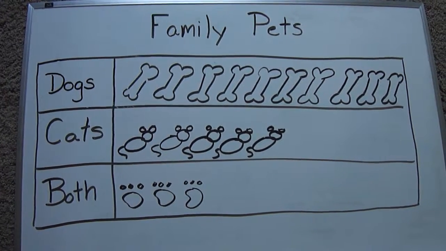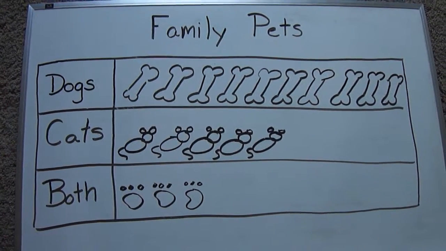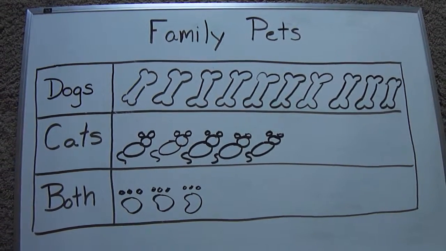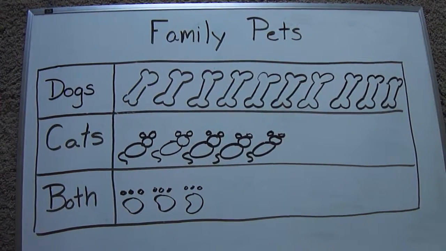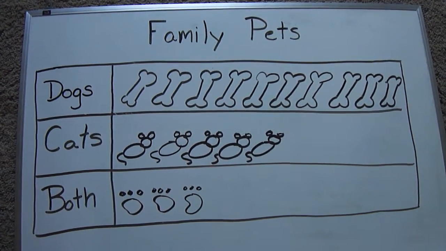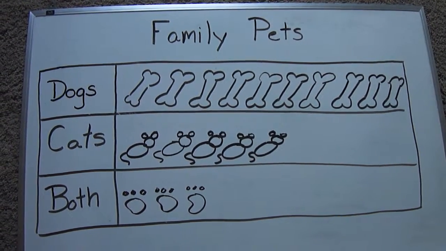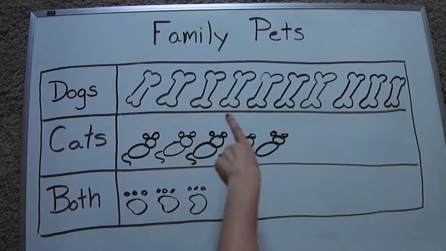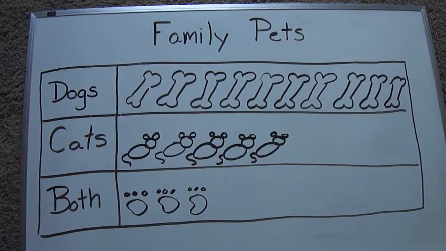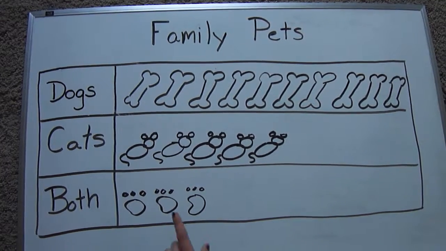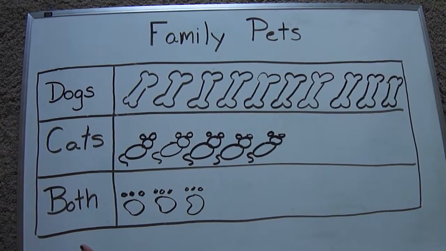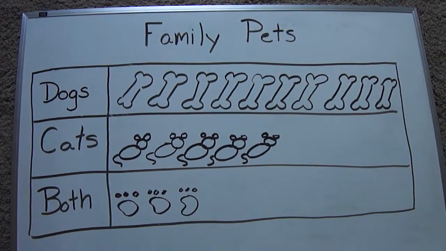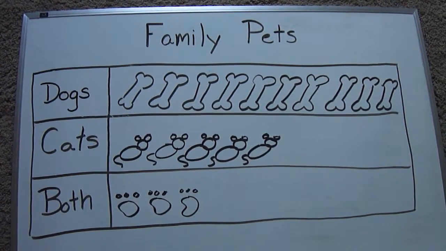From this graph, I can learn a couple different things. For instance, I can tell by looking at this graph that the most popular family pet in my class is a dog. I have 10 students in my class that have a dog as a pet. I know this because after I polled all the students in my class, I had 10 dog bones in the column titled dogs. This is more pictures than I had in my cats column and in my both column. This tells me that most students in my class have a dog as a pet.